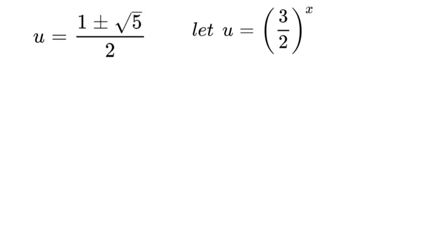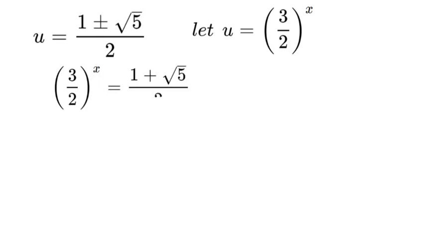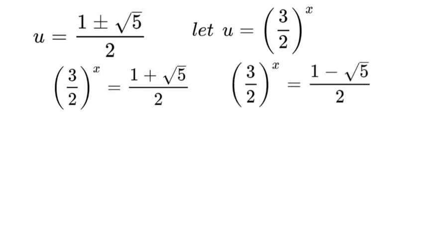And we also know that u is equal to 3 over 2 to the power of x. So if we replaced u with 3 over 2 to the power of x, we would have 3 over 2 to the power of x is equal to 1 plus square root of 5 over 2, as well as it is equal to 1 minus square root of 5 over 2.